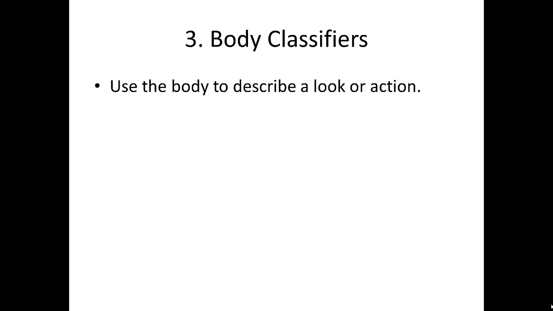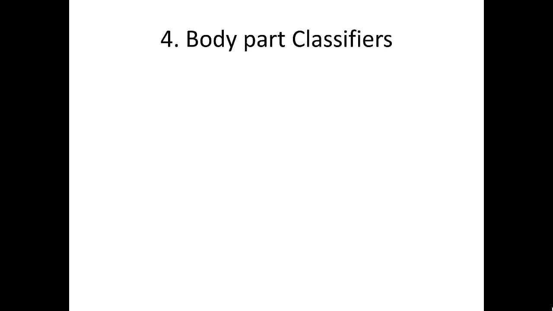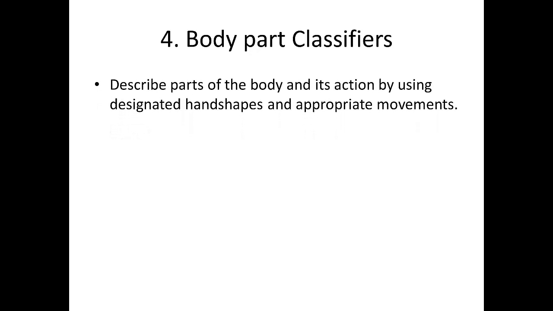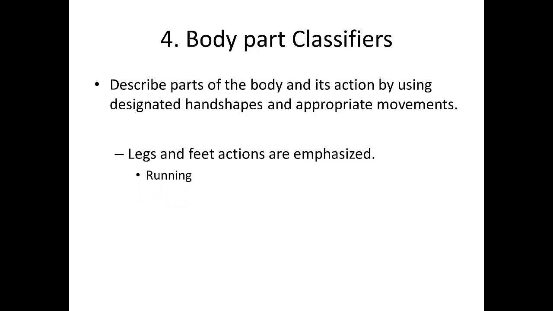The third category is body classifiers, where the body is actually used to describe a look or an action. Body part classifiers are used to describe parts of the body and their action by using hand shapes and appropriate movements. This is generally done representing the lower part of the body. Legs and feet can be represented as running, jumping, crossing of the legs.